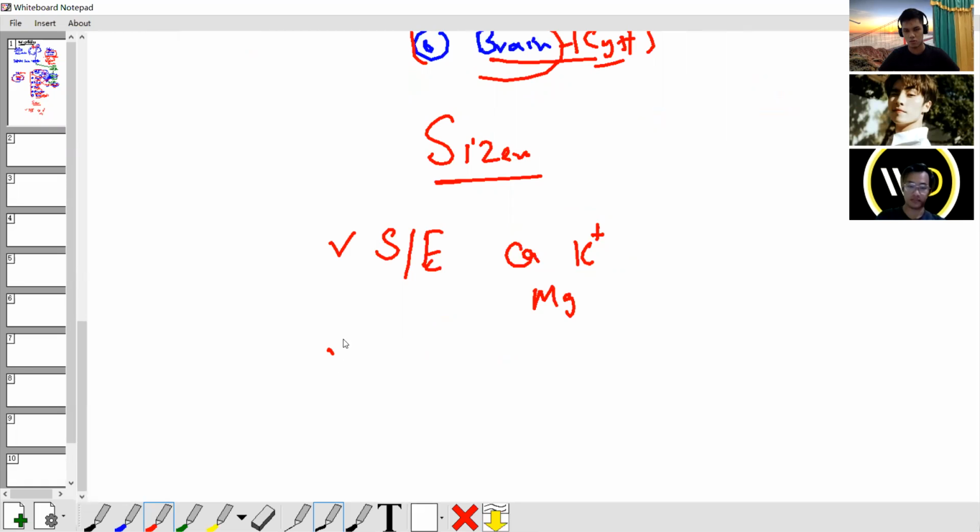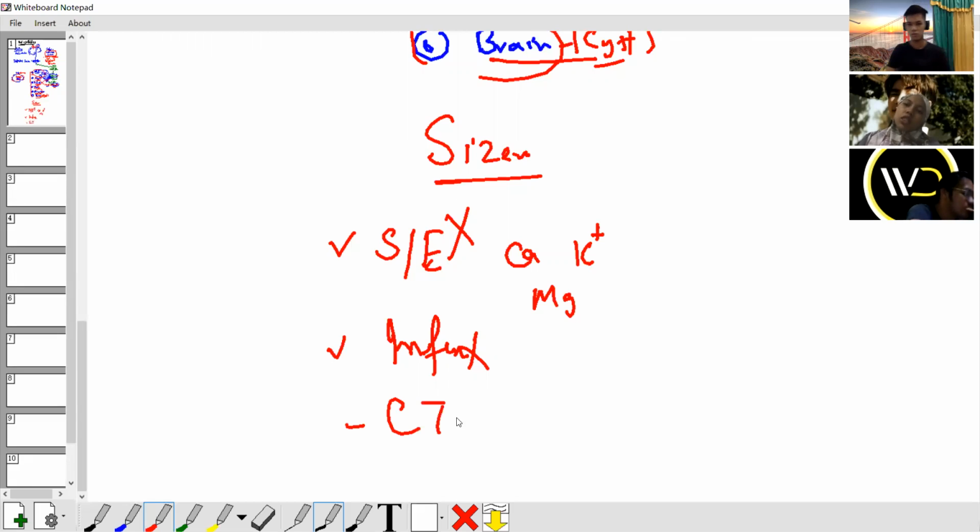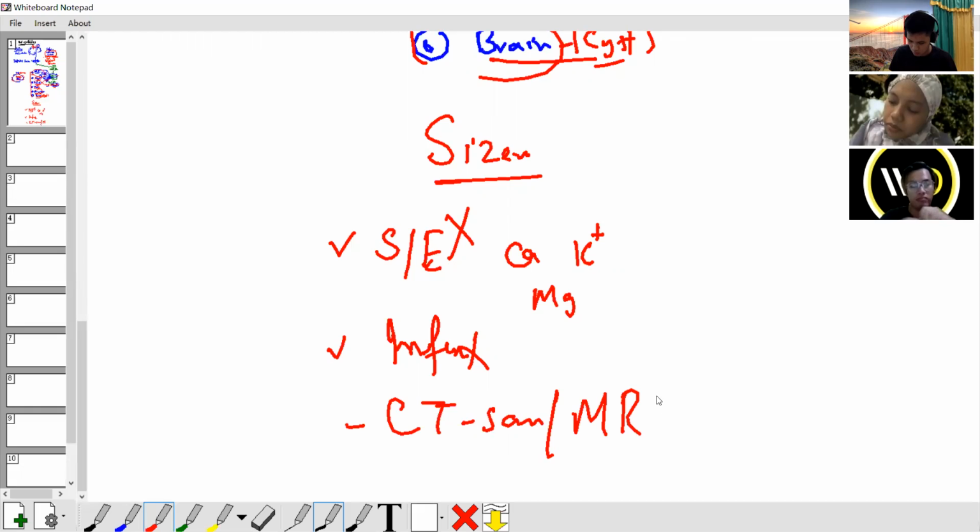So try to find out the infection history. No fever, no infection, no meningitis, no sign of meningitis, no sign of encephalitis. If there is no infection and no serum electrolyte problem, you send for CT scan. Yeah, CT scan or MRI.